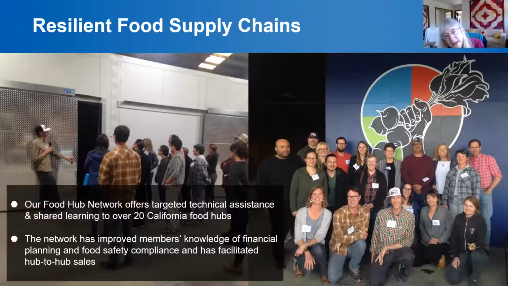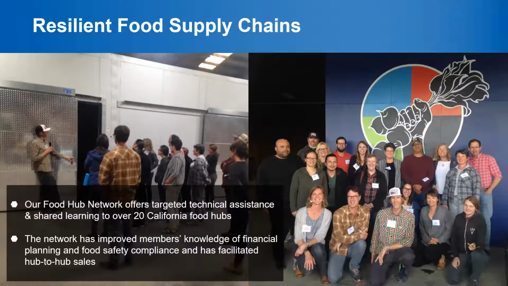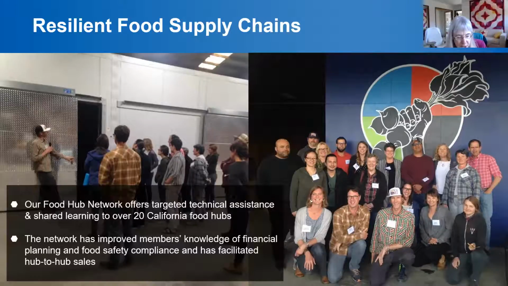So back in 2017, with funding from the Global Food Initiative, SAREP launched its first California Food Hub Network. And you can see some of the folks there, and some of the speakers will be in that group there on the right. And the network has allowed all of the food hubs to collaborate and share learning with each other, strengthening the success of the hubs and also the growers they support.